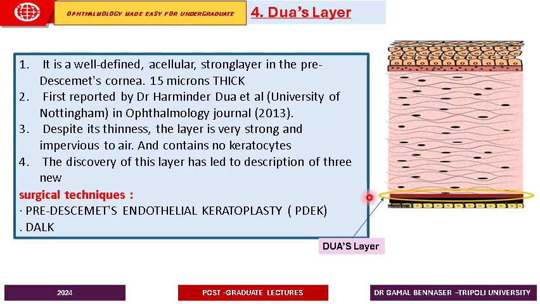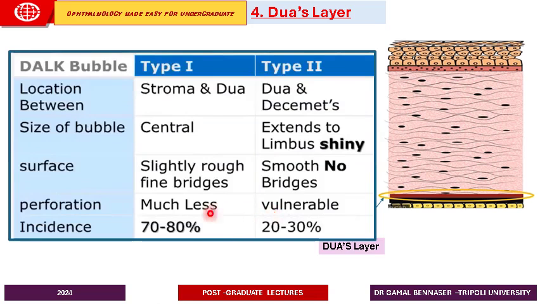it is very strong and impervious to air, and it contains no keratocytes. Now, the discovery of this layer has led to the description of different types of keratoplasty in the posterior segment of the cornea, namely the pre-Descemet endothelial keratoplasty and the DALK, the deep anterior lamellar keratoplasty. Also, this layer has differentiated between the bubbles that are created during the DALK procedure.